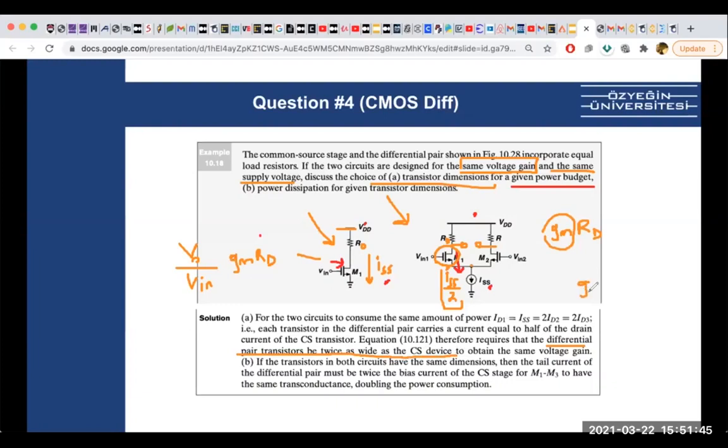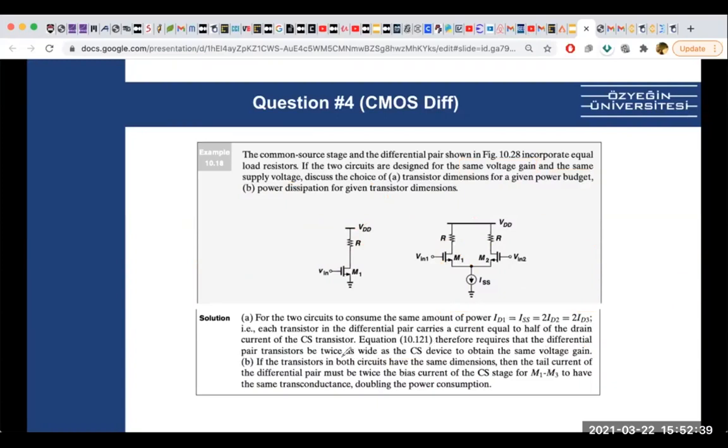Because when we look at the GM formula, it was the square root of 2K, that is, mu COX times width over length, times the current through it. So if this is ISS and this is ISS over 2, that means the width should be 2 times for this transistor, because we want the square root to be the same for both transistors, right? So we have to compensate for the lower current by increasing the width of the transistor. And when we increase the width, we are able to get the same GM.